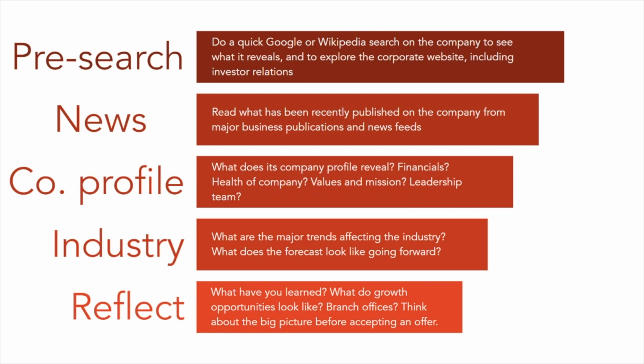And also reflect. What have you learned? What do the growth opportunities look like? That relates to whether the business is growing or contracting, and branch offices. Maybe you're thinking about moving abroad in a few years, so think about future opportunities with that particular company. You'll see that by looking at the company information under subsidiaries. Does it have a branch or a subsidiary based in another country where you might want to work? All of this is stuff you want to think about and reflect on, and really examine the big picture before you accept an offer.